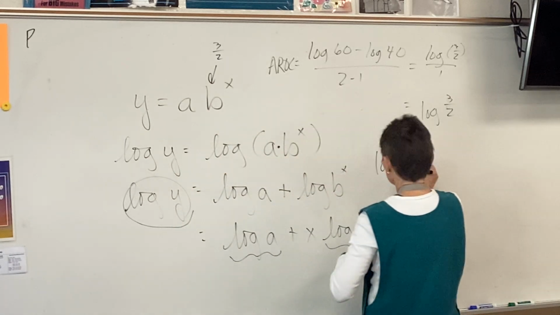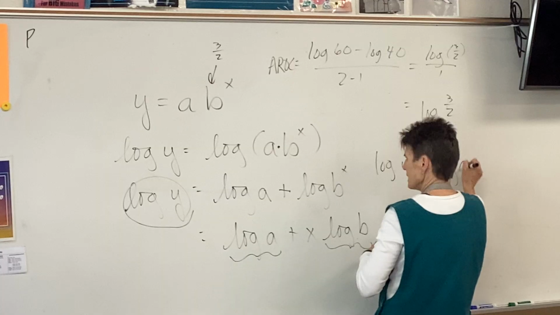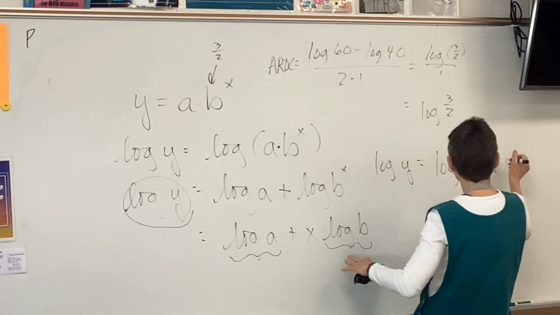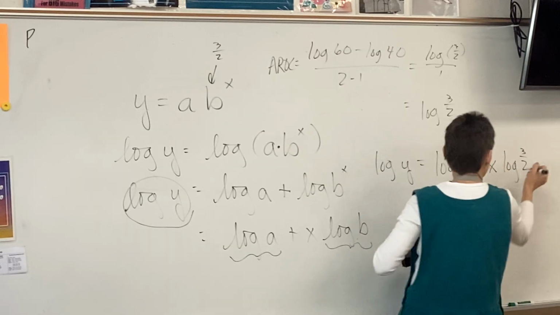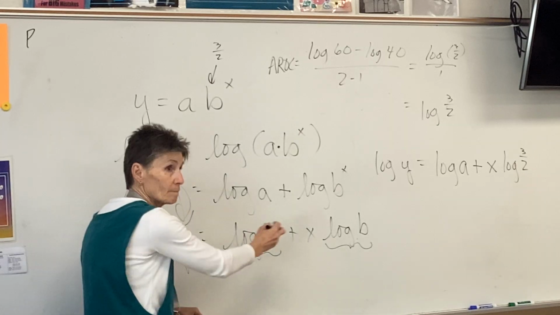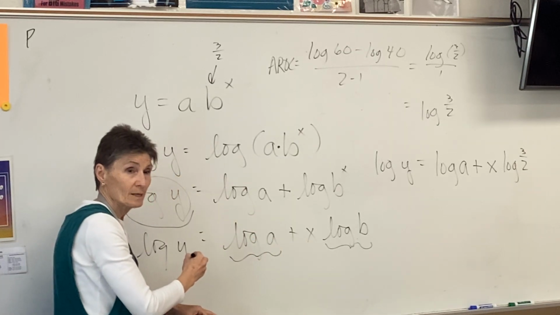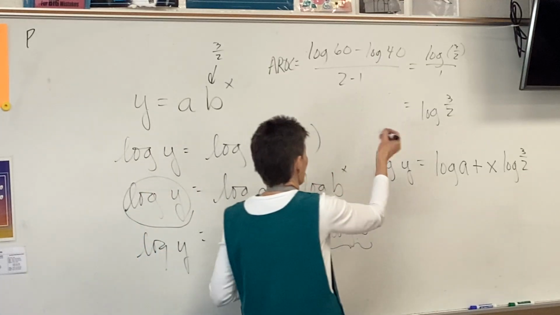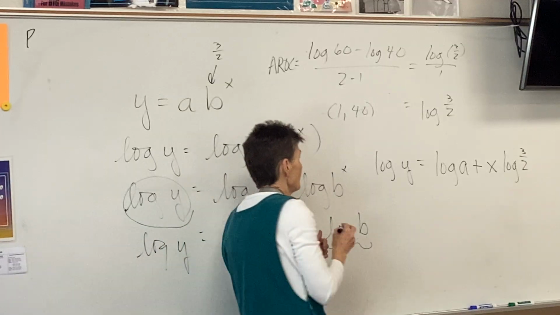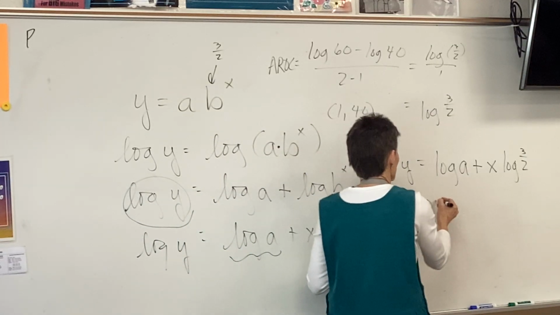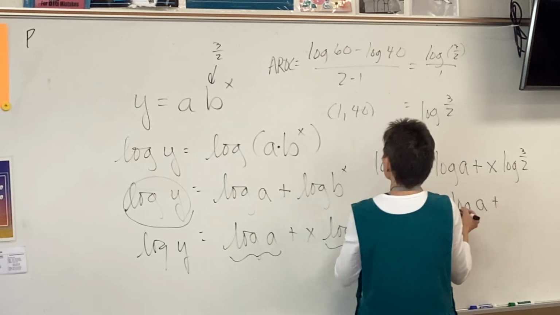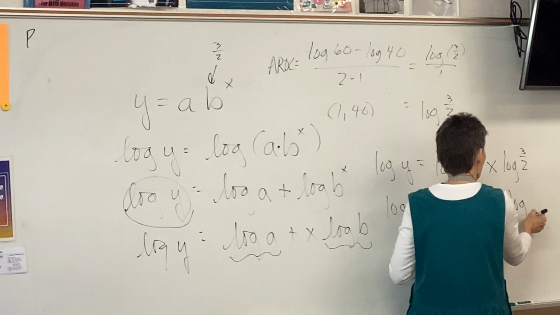Log y equals log A plus x log 3/2. I'm plugging into this equation right here. You okay with that? Now I need one of my points, so I erased them, but wasn't one of them 140? I'll just use that one. So the log of 40 is going to equal the log of A plus the log of 3/2.